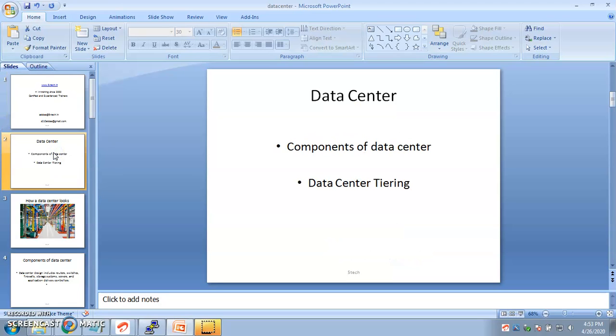In today's lesson, we are going to talk about a data center. What exactly is a data center? Components of data center and data center theory.